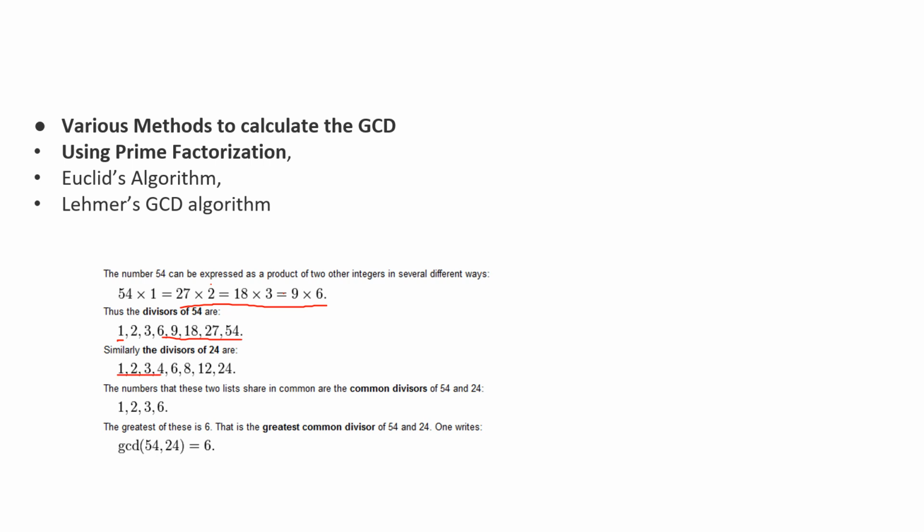For 24, the factors are 1, 2, 3, 4, 6, 8, 12 and 24. From these two lists we can see that up to 6 are the common numbers, right? Among those, 6 is the largest number which is divisible by both the numbers. So we will take the GCD as 6.